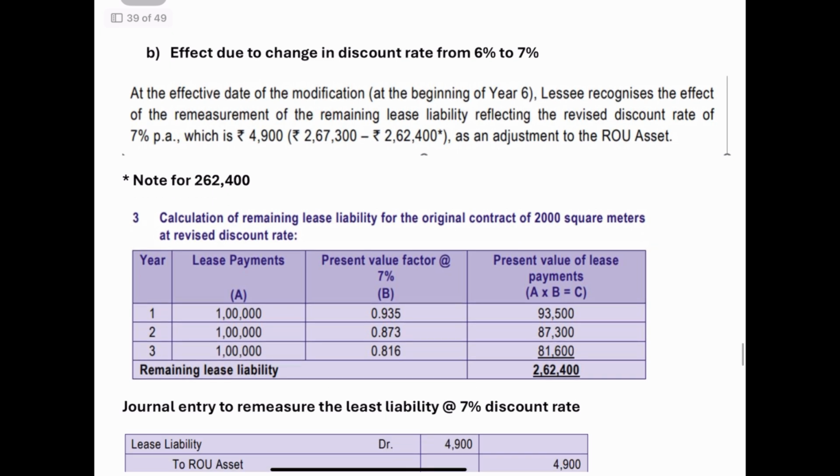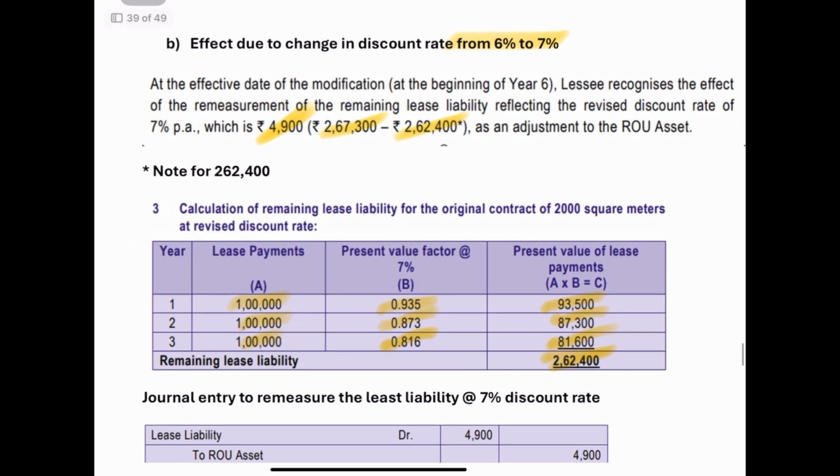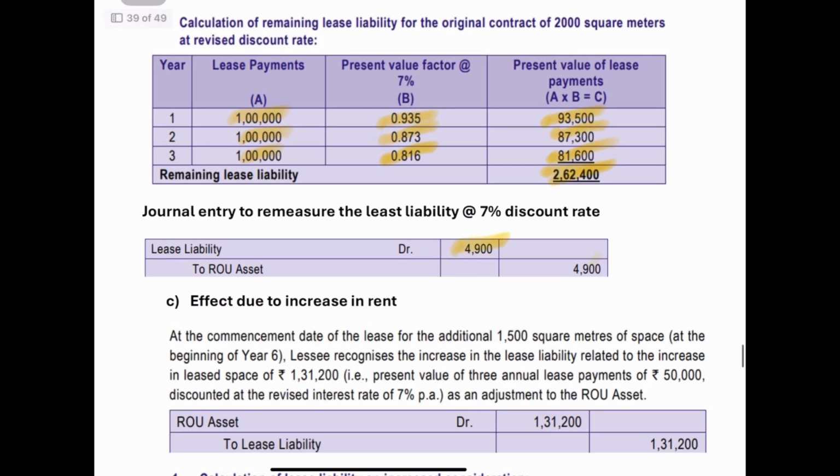And the second effect you have to give is for the change of the interest rate from 6% to 7%. So if you calculate 100,000 by discounting at 7%, in the same manner you will get 262,400. But if you discount at 6%, you will get 267,300. So the delta between these two is 4,900. To this extent, you can reduce your ROU liability. So for this, the entry is debit ROU liability and credit ROU asset by 4,900.